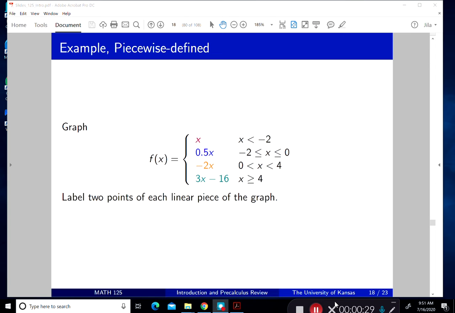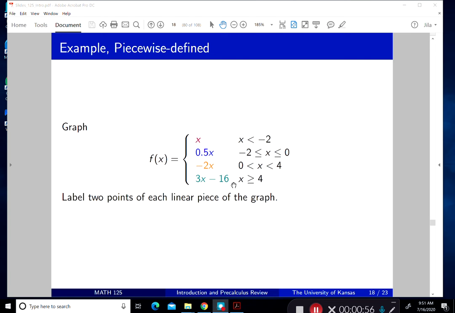And notice each piece: the purple piece is a linear function y equals x, the blue piece is y equals 0.5x, a linear function, the orange piece y equals -2x is a linear function, and y equals 3x minus 16 is a linear function.